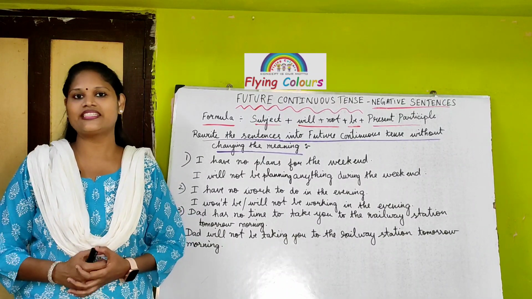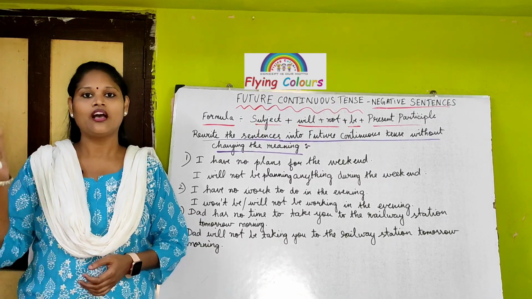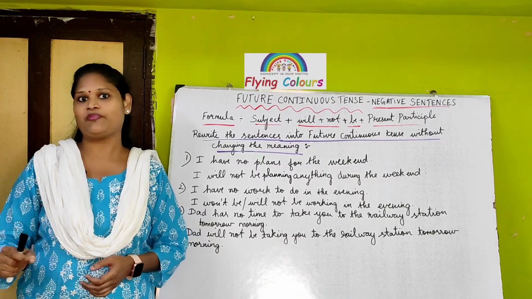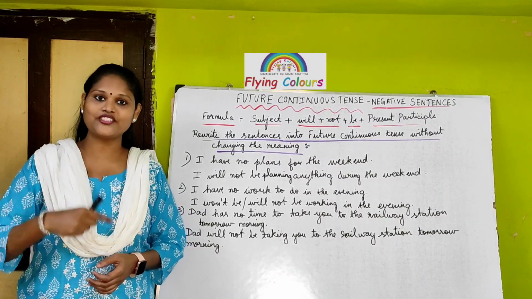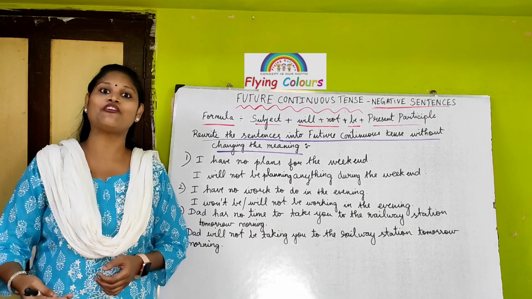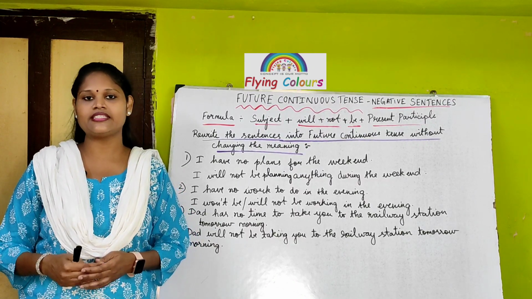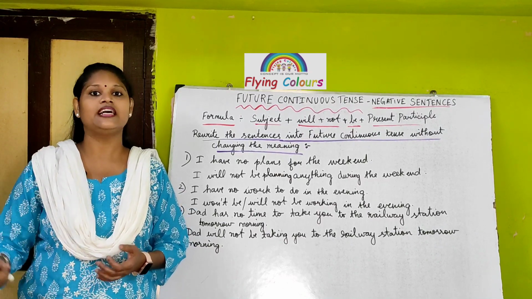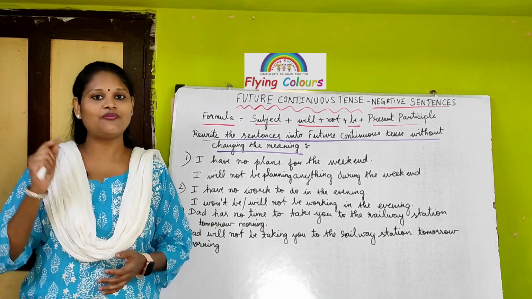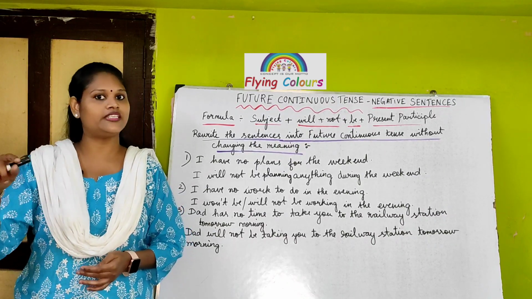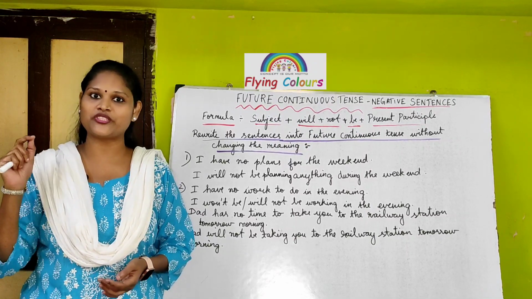In today's lesson, I am going to teach you future continuous tense negative sentence. Future continuous tense is a verb tense that shows the action continuing or happening over a period of time in the future. And the formula for negative sentence in future continuous tense is subject plus will plus not plus be plus present participle. Always if you find a continuous tense, it may be any verb tense, you need to write present participle. Kindly keep it in your memory.